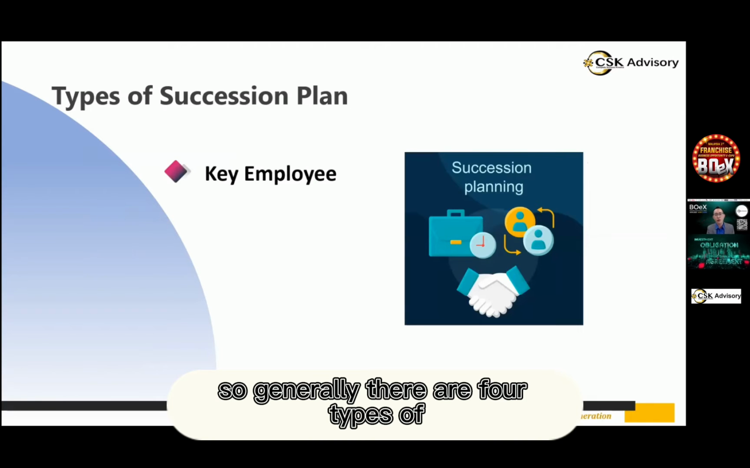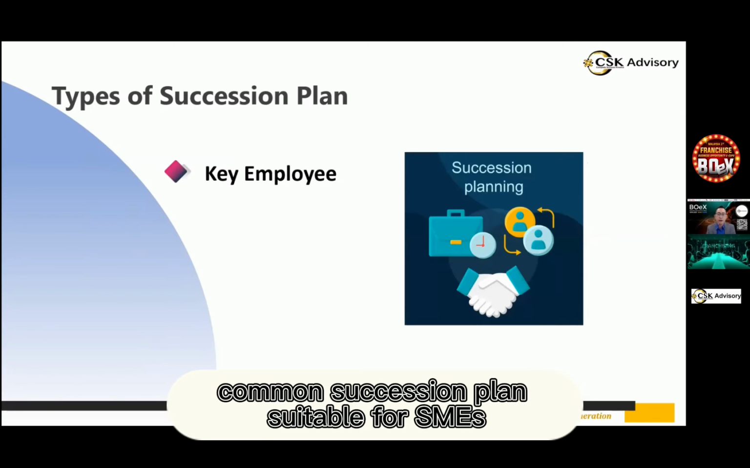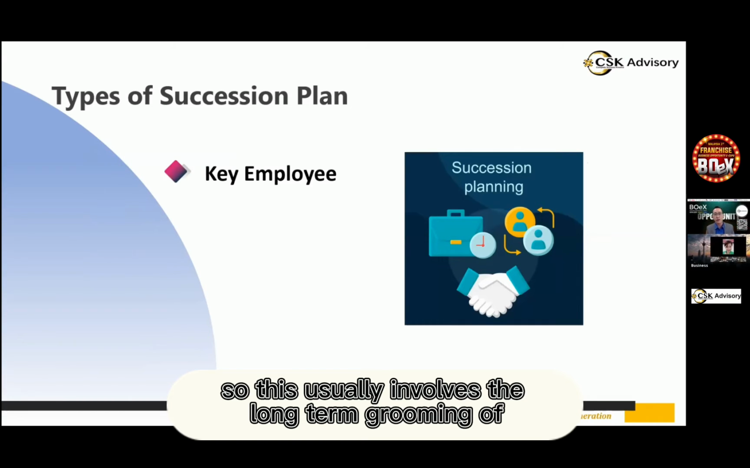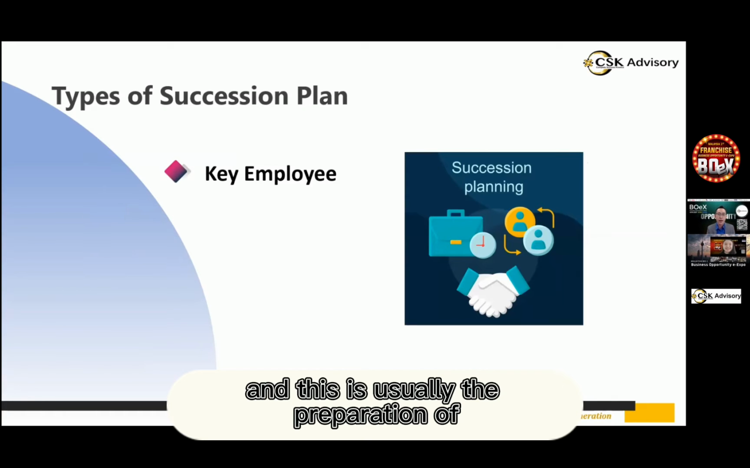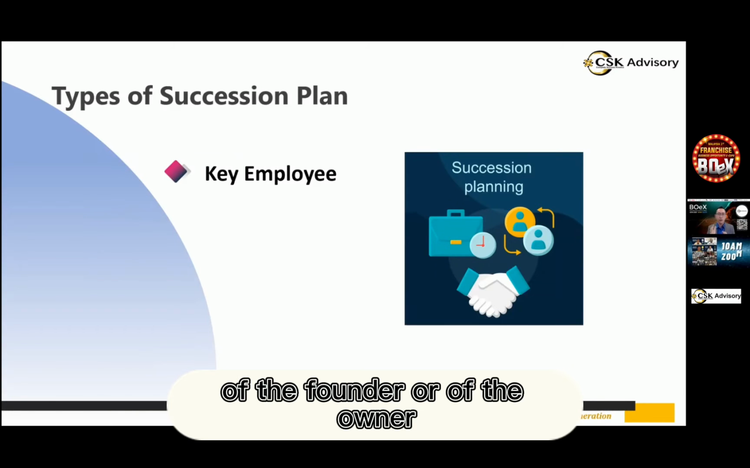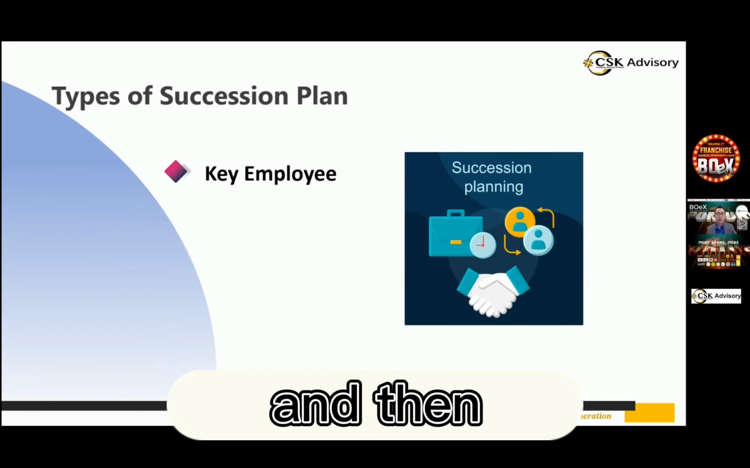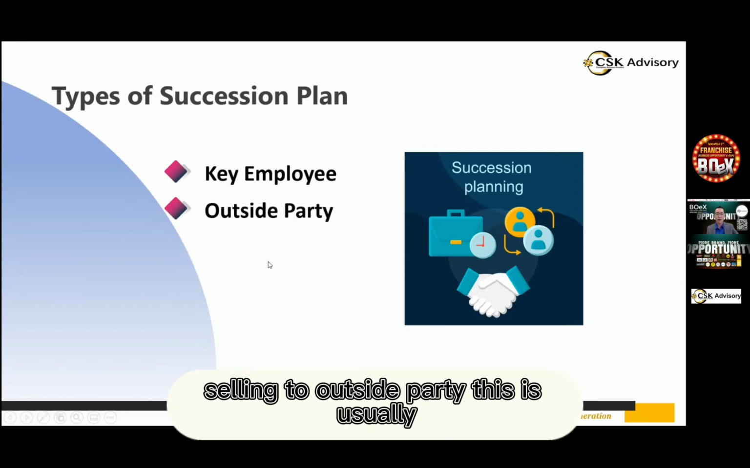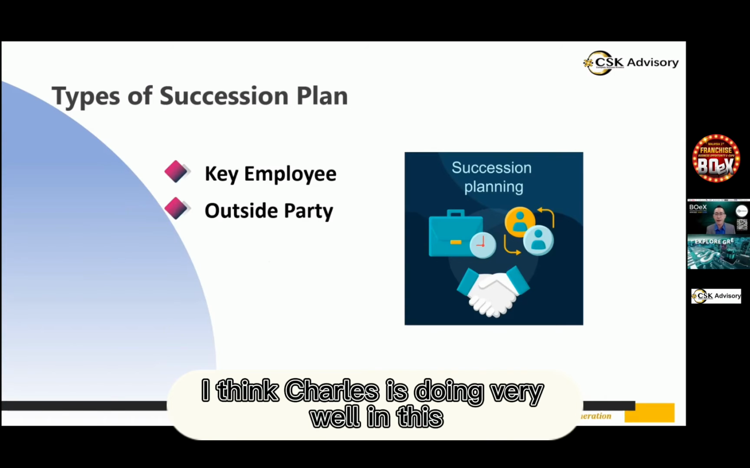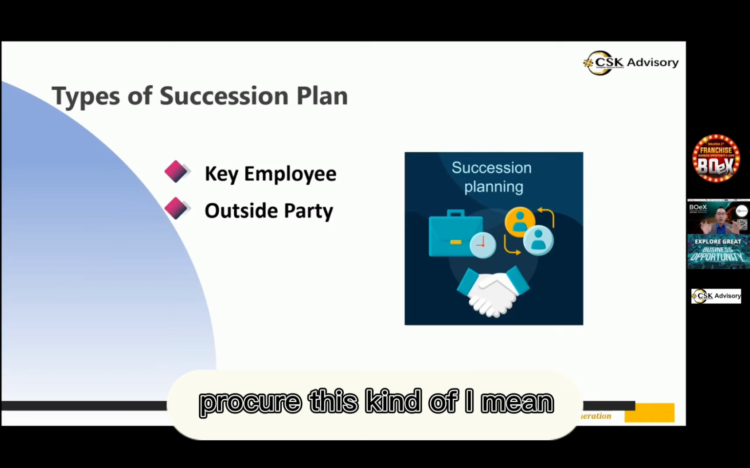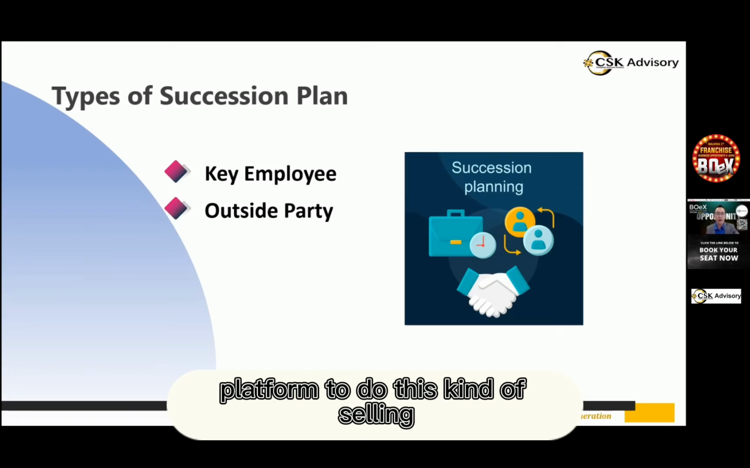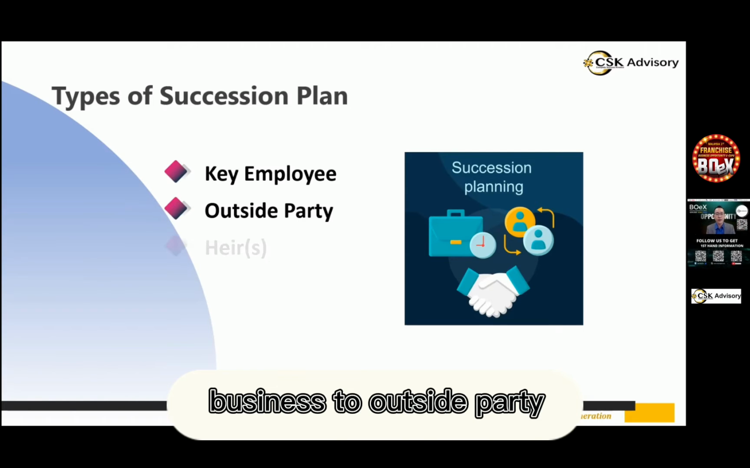So generally, there are 4 types of common succession plans suitable for SMEs. Number 1, selling to key employee. This usually involves the long-term grooming of a key employee, and is usually the preparation for retirement of the founder or of the owner. And then selling to outside party. This is usually exit plan or retirement planning. I think Chow is doing very well in this, as a broker. Venture Grab provides this kind of platform to do this kind of selling business to outside party.